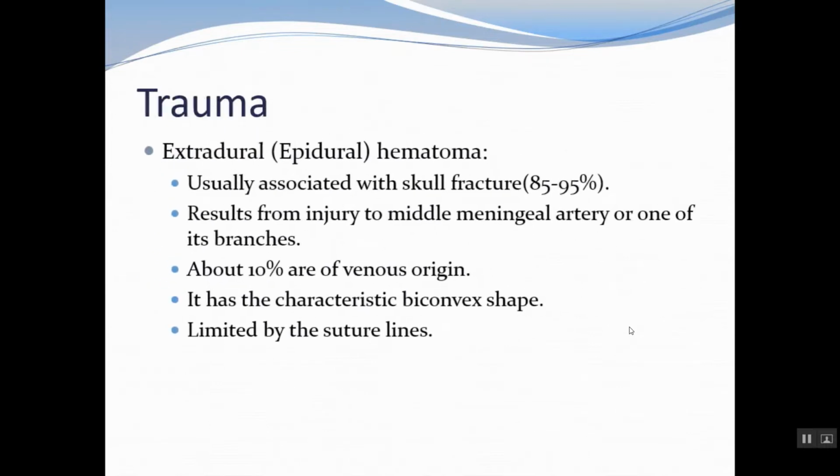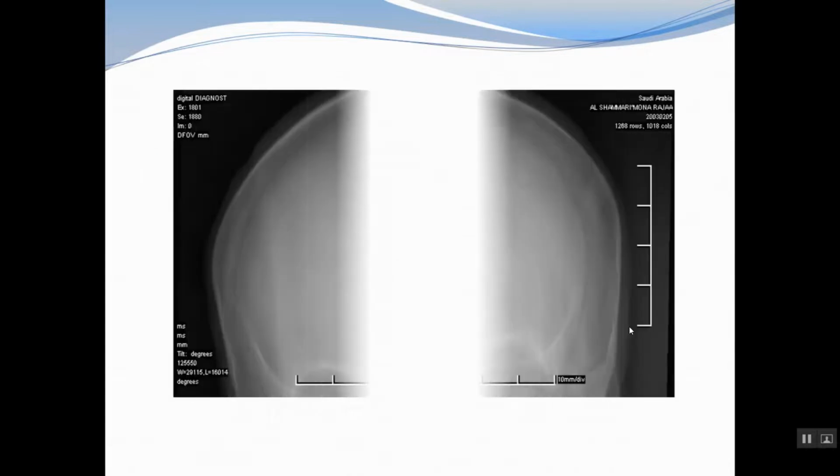The extradural hematoma is usually associated with a skull fracture, resulting from injury to the middle meningeal artery or one of its branches. About 10% are of venous origin. It has a characteristic biconvex shape and is limited by the suture lines.